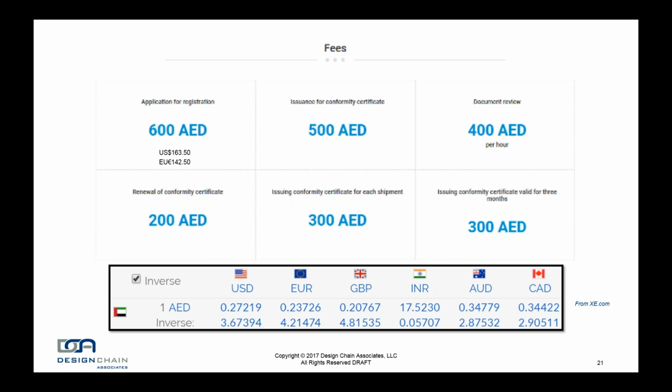There's also a fee for issuance of the conformity certificate. There is a document review fee. I'm not sure what that's for. Hopefully it's not for the review of your technical documentation. There are a wide variety of things the ECAS system does, so I'm hopeful that not all of this applies to this particular aspect.